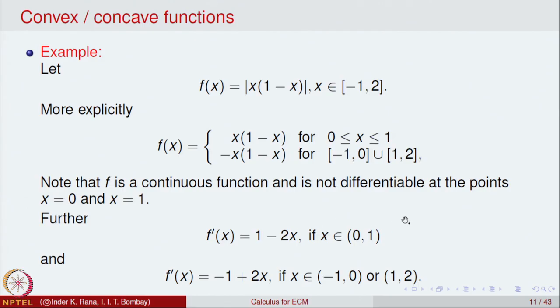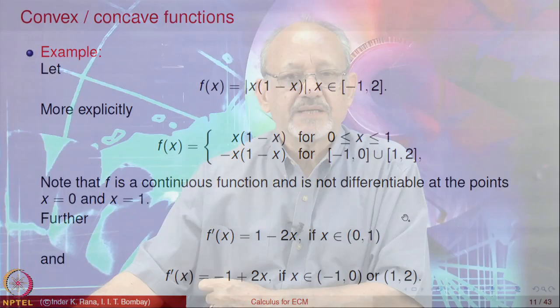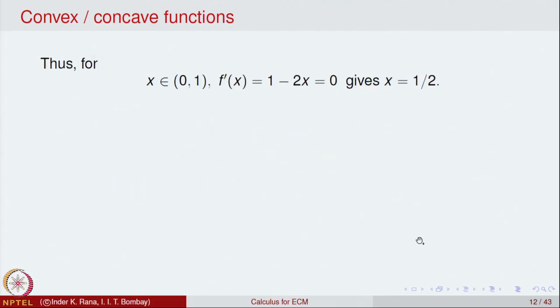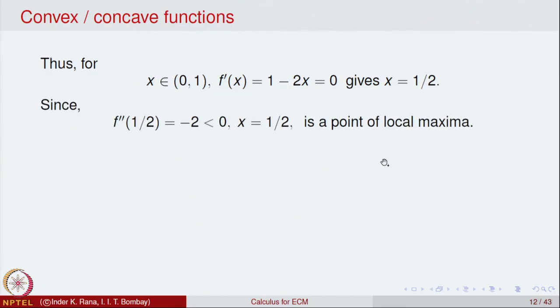So, now to find out what are the points of local maxima minima, one can put derivative equal to 0. So, if you put this derivative equal to 0 in the interval 0 to 1, we get x is equal to 1 by 2. And in this, if you put this again gives you x equal to 1 by 2, but that is not part of this domain anyway. So, the only critical point is x is equal to 1 by 2.